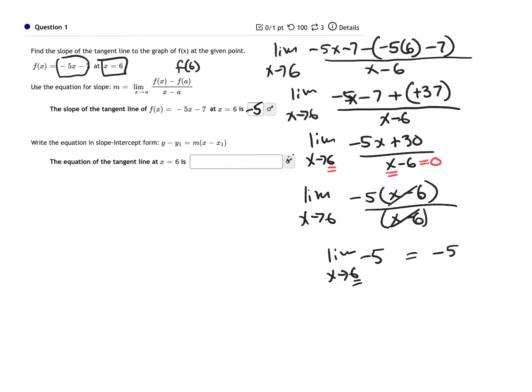Now, I already have my x and y points. I already found them. Well, my x is just going to be right here with 6, so that's going to go in for my x1 here. And my negative 37 that I had up here after I evaluated this part, that's going to be my y1, so that's just going to be negative 37. So my equation is just going to be y minus a negative 37, so y plus 37 equals m, my slope is negative 5, times x minus 6. And that's how you write the equation.